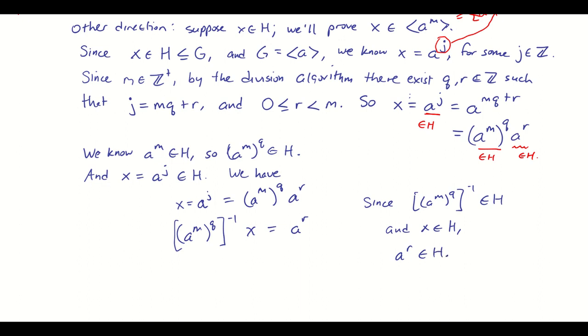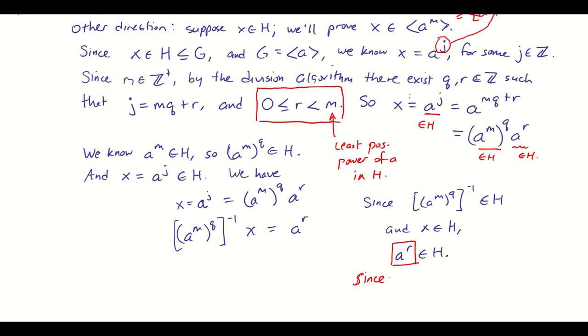But wait a minute. What did we assume here? We know that r is less than m, and we know that m is the least positive integer, I'll just call it the least positive power of a that is in H. So if I have this other thing, a to the r, that is also in H, then since m was the minimum positive power in H, that means that r can't be positive. R has to be 0. So r has to be 0.